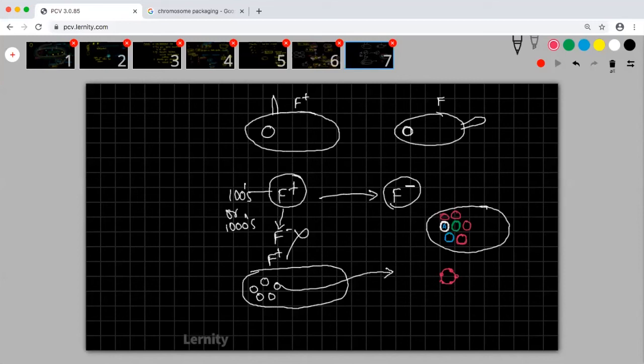After the conjugation, does the pili die? No, it is not like that. It is retractable. This pili will come back once again. It is like creating a temporary channel, and after that it is withdrawn back.